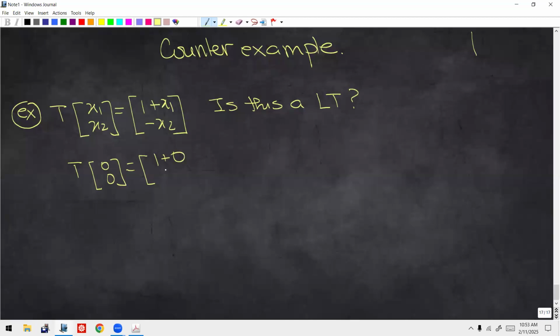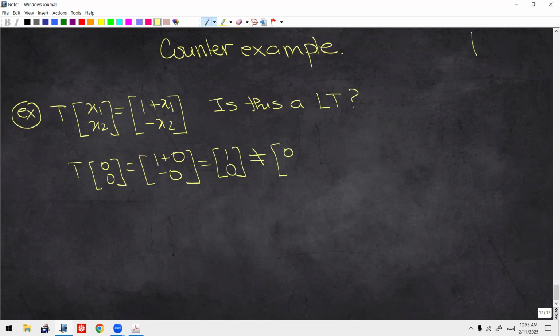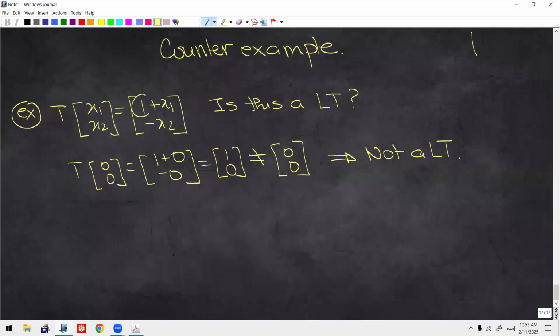We get 1 plus 0 minus 0. So we end up with 1, 0. So this is not the 0, 0 vector. Remember what we said, the 0 vector always maps to the 0 vector. So this clearly implies it is not a linear transformation. Whenever you have a singleton constant, it's never going to be a linear transformation because that'll never map to a 0. Is that okay? All right.